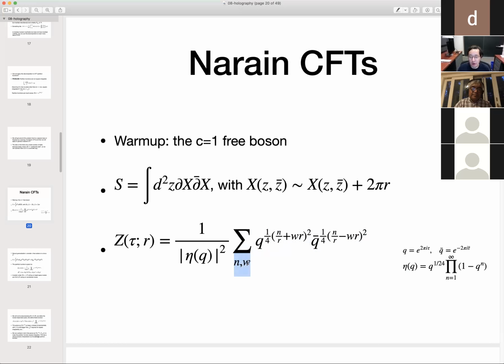So we sum over all integers n and w. w counts the wrapping number and n counts the momentum number. And you get some energy, which looks like this when you work it out. Okay, the details don't really matter. The only point is that there exists some closed expression here.